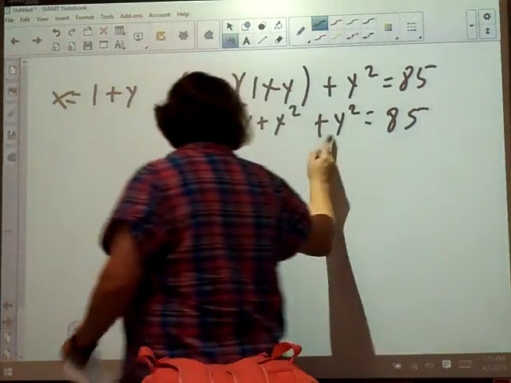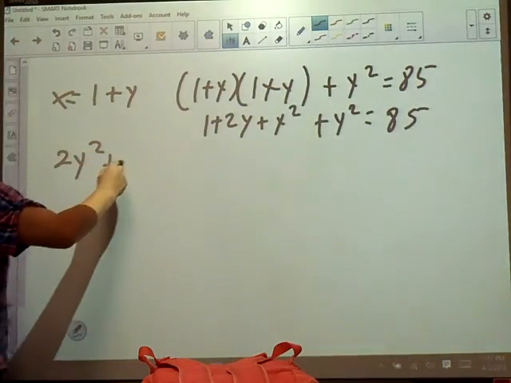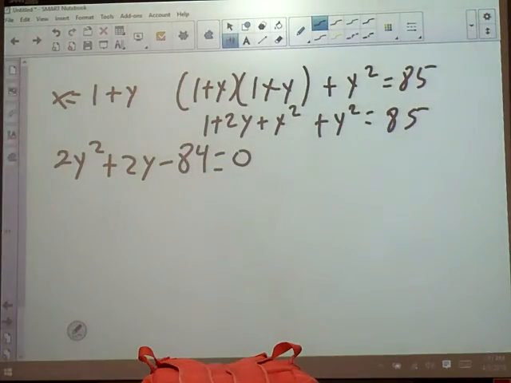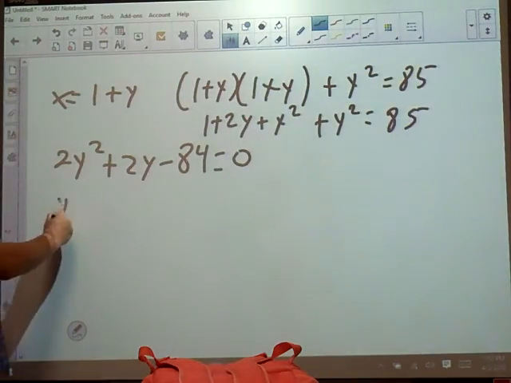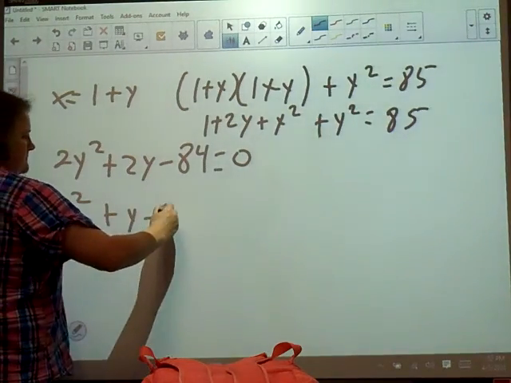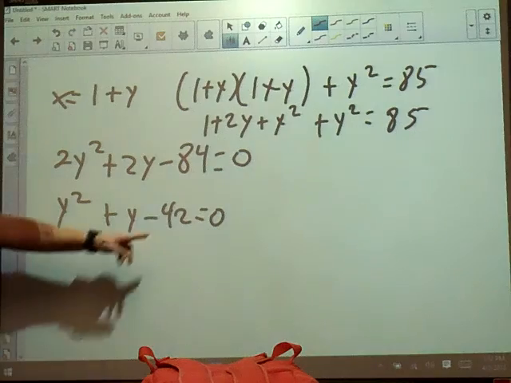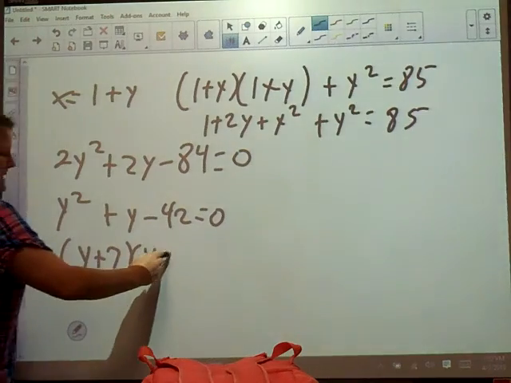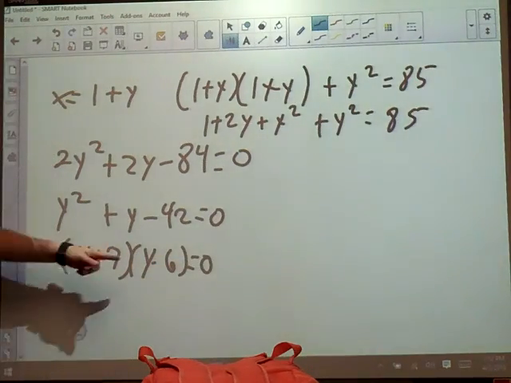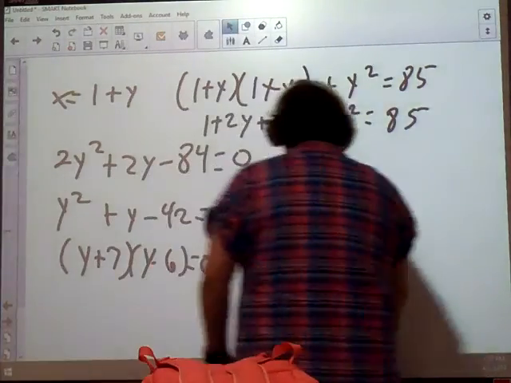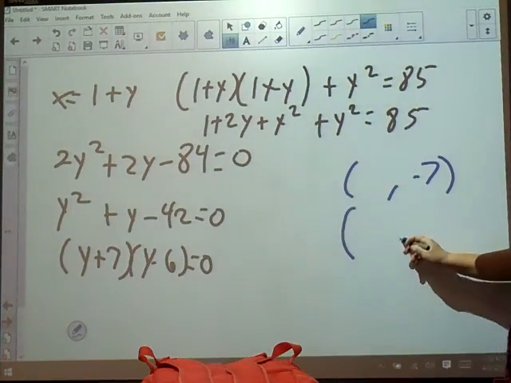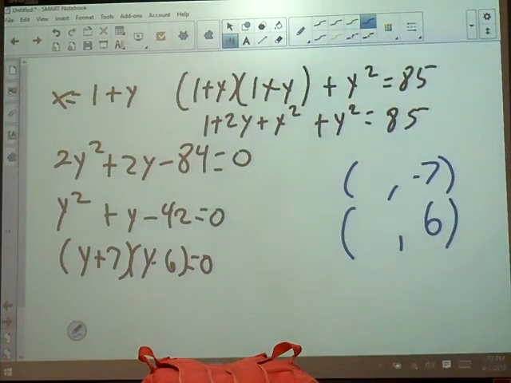So now Y squared is 2Y squared. Subtract that 85, and 1 minus 85 is negative 84. You could go quadratic formula there if you wanted to. I took a 2 out because it was easier to factor. Factors of negative 42 that add to 1 are 7 and negative 6. So if I set both of those equal to 0 to start thinking about answers, y plus 7 equals 0 gives me a negative 7. Y minus 6 equals 0 gives me a 6.